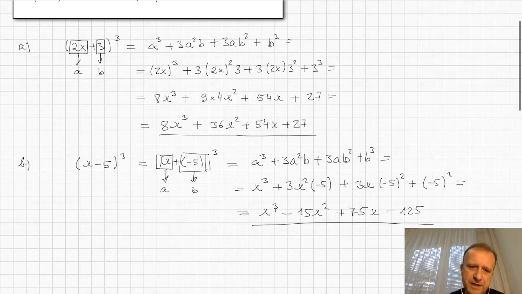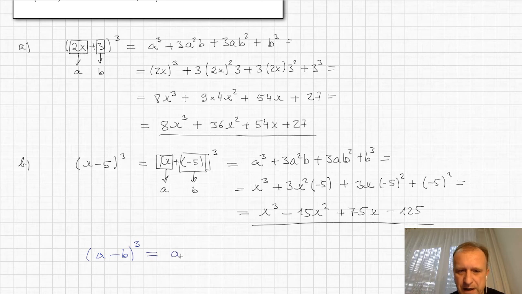We could write as a general formula the following expression, and you can think about whether it's true or not. If you have this to the power of 3, you can see that it should be a to the power of 3 minus 3a squared b plus 3ab squared minus b cubed. I can use a formula like that, but then the b would be just 5, not negative 5.